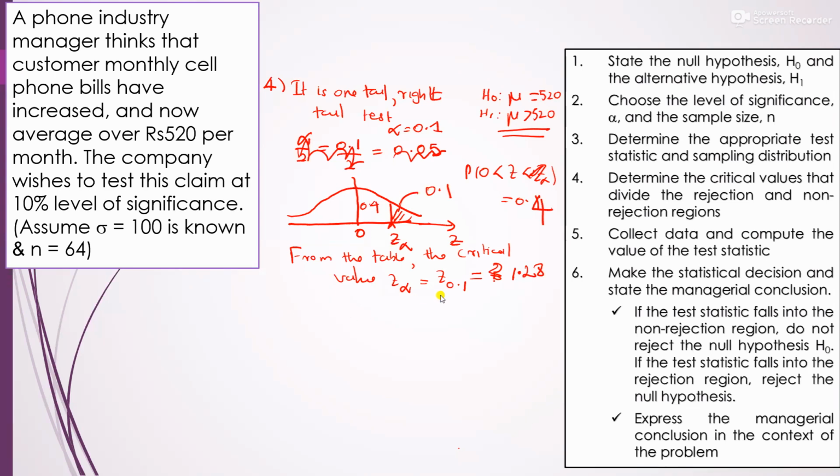And your decision rule, this is 1.28. So decision rule, reject H naught if the test statistic value Z greater than 1.28. Right? This is the rejection region of H naught.